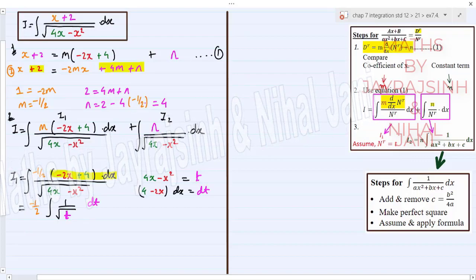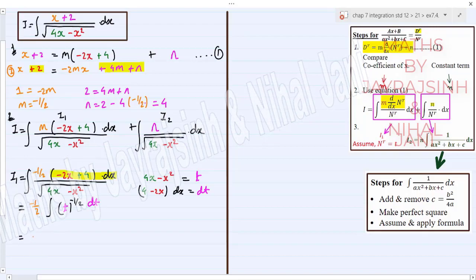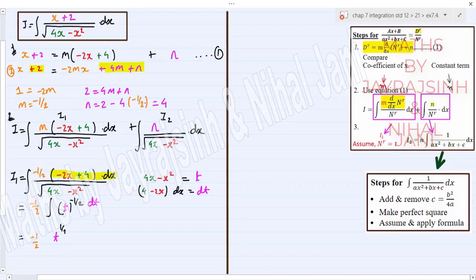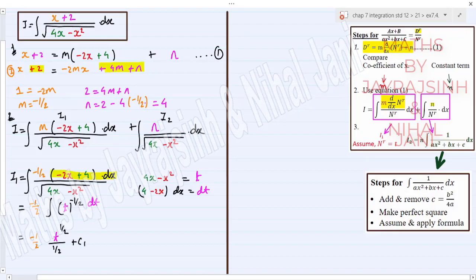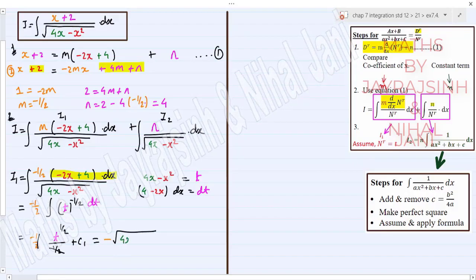So here we just have to integrate 1 upon root t, or we can say t raised to minus 1 by 2, which is simply t raised to 1 by 2 upon 1 by 2 plus c1. Or we can simplify this, the 1 by 2 cancel, minus of under root of t, or we can say 4x minus x square, plus c1 is your I1.